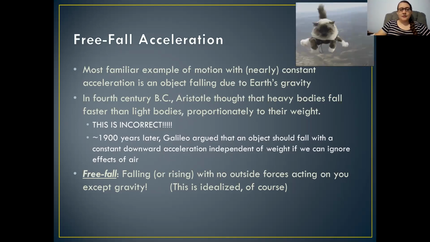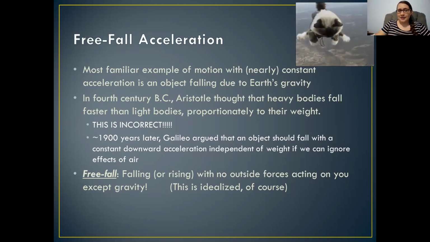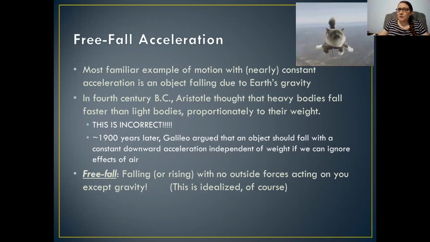So, a little history lesson. In the 4th century BC, Aristotle thought that heavy objects fall faster than lighter objects, proportionately to their weight. And this just kind of instinctively seems like it would be correct. Like something that's heavier seems like it would fall faster than something lighter, right? No, wrong. This is one of the big misconceptions in motion.